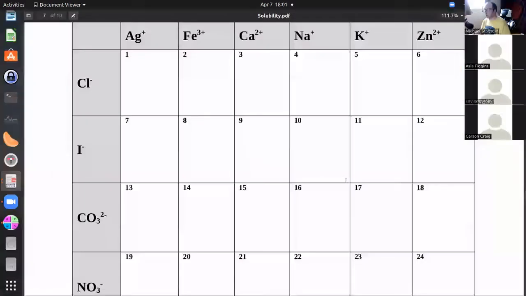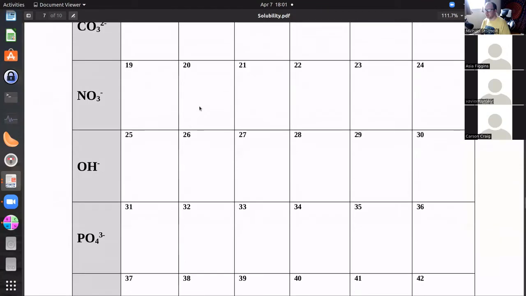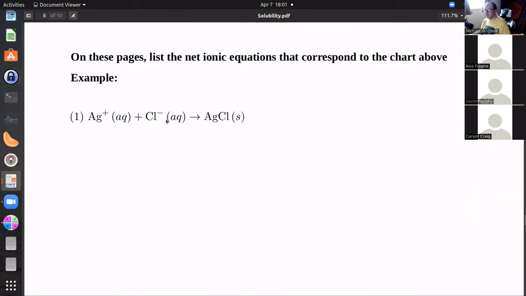So I would come back here, I would write in white precipitate, and then I would come down here and write a net ionic equation for this because it formed a precipitate. And I'm not going to do that for ones that don't form a precipitate because that would just be silly.